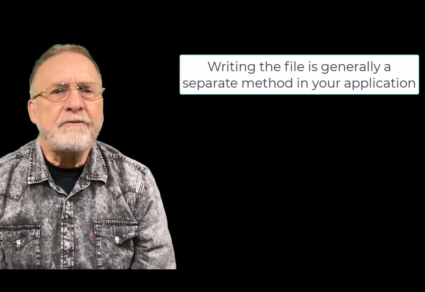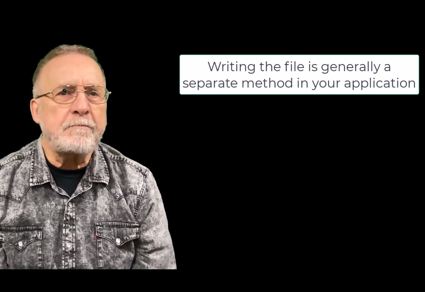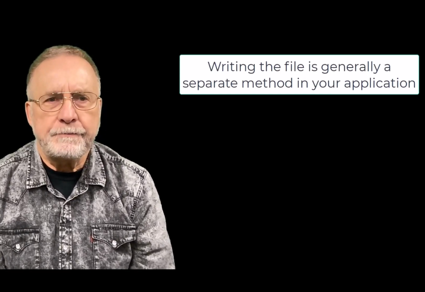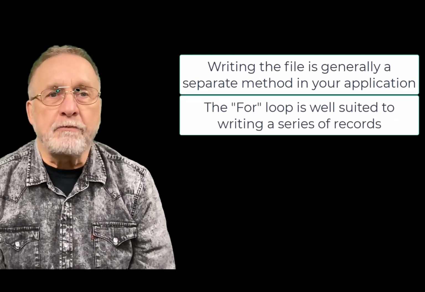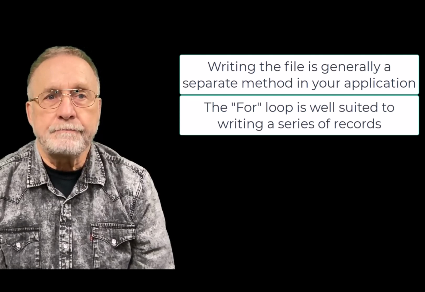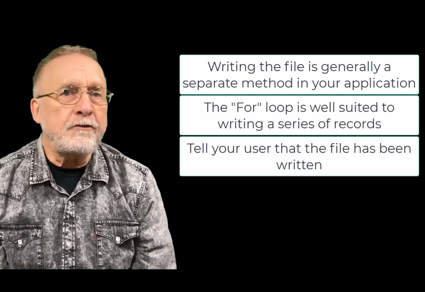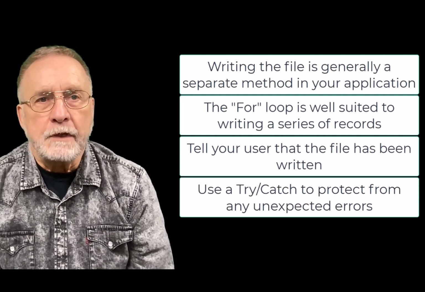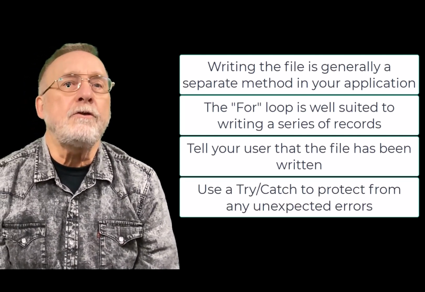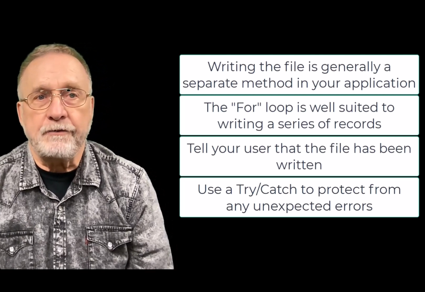What you need to take out of this video now is writing the file is generally a separate method from your application. The for loop is well suited to writing a series of records. Tell your user that the file has been written. That's always a good idea. Use a try catch to protect you from any unexpected errors.